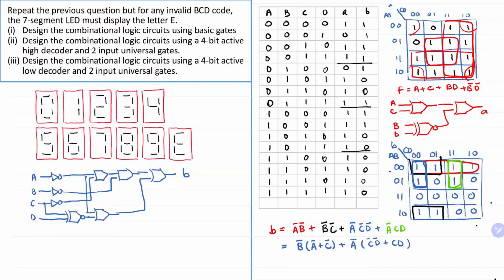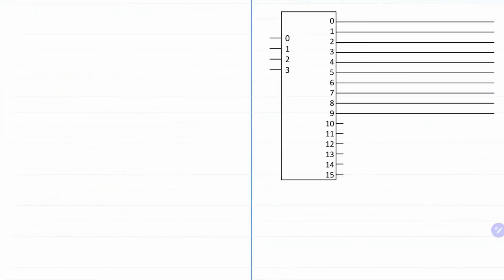So active high, so there will be min terms. So we can write down function B as the min terms, sum of products of 0, 1, 2, 3, 4, 7, 8, 9. I'm going to implement this using an active high decoder.